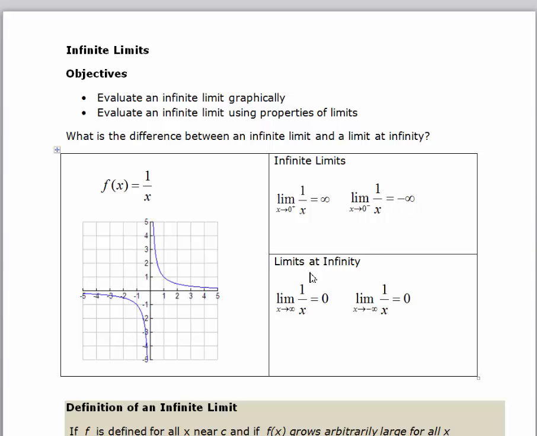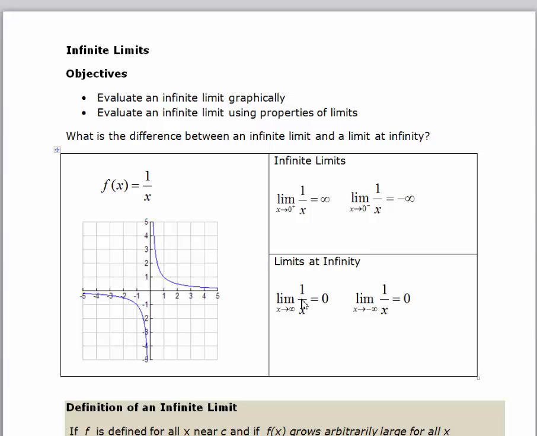Now a limit at infinity is when the x values are getting larger and are growing without bound towards positive infinity or negative infinity. And so when we look at this first limit here, the limit as x approaches infinity of 1 over x, when we look at the graph, I'm letting x get larger and larger. And at 5 already, y values are pretty small. You can see that you are approaching 0.